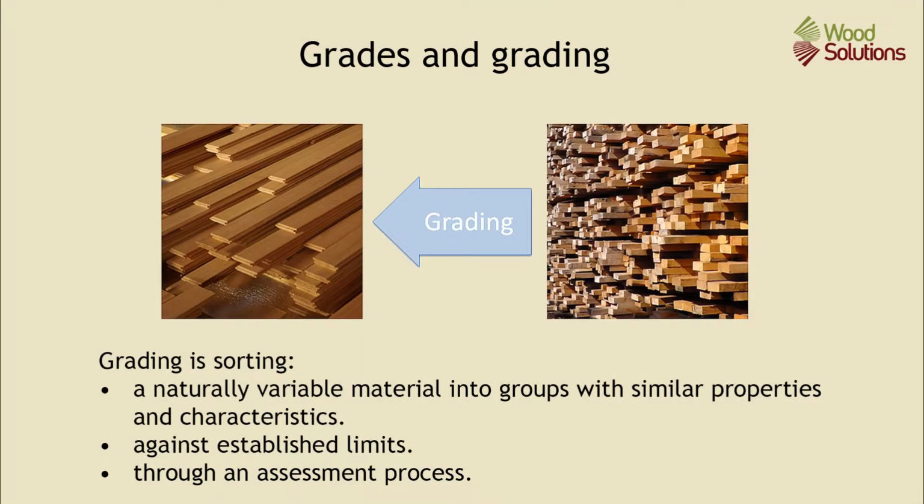For customers to receive the timber and wood products that they want, the output of the log conversion has to be sorted into consistent groupings. This process is called grading. For wood products, grading is a process of sorting a naturally variable material into groups with similar structural, visual or other properties and characteristics against established limits through an assessment process. This can be by visual assessment, machine assessment or a combination of both.